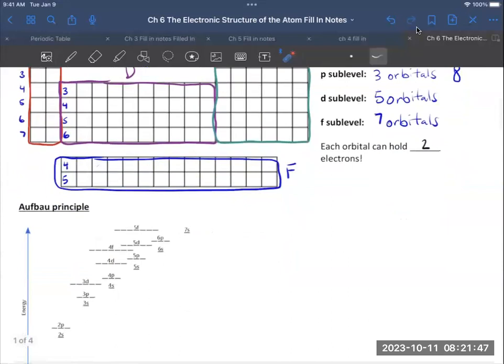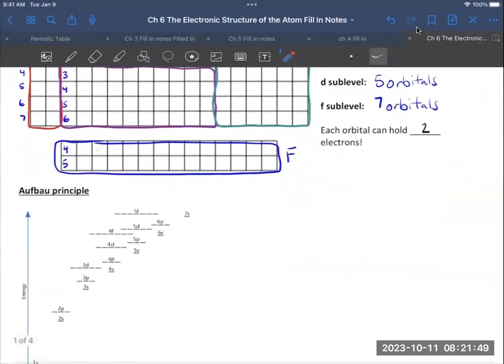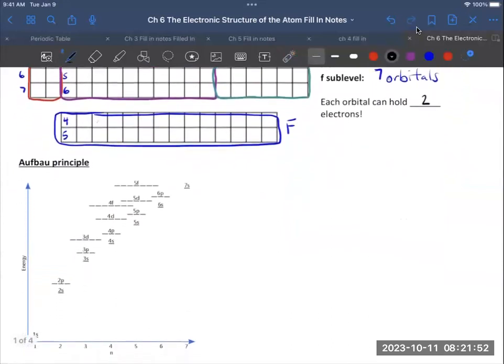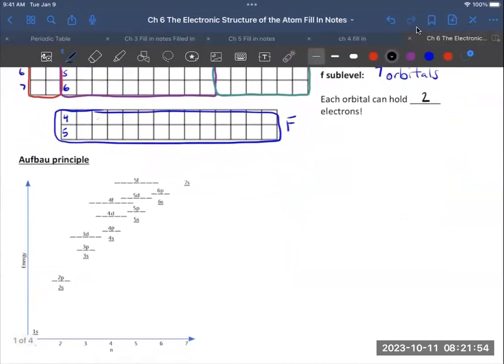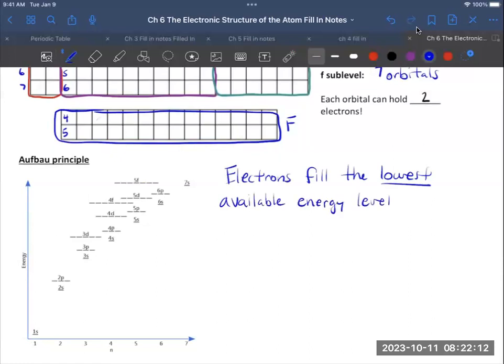Another thing that might come up that you might need to know is something called the Aufbau principle. The Aufbau principle states that electrons fill the lowest available energy level before occupying a higher energy level.